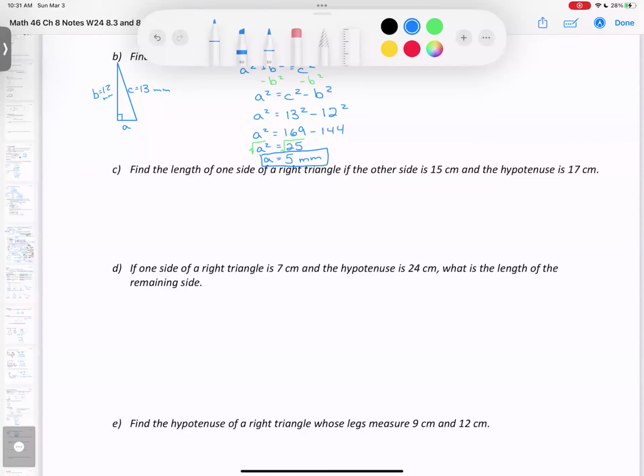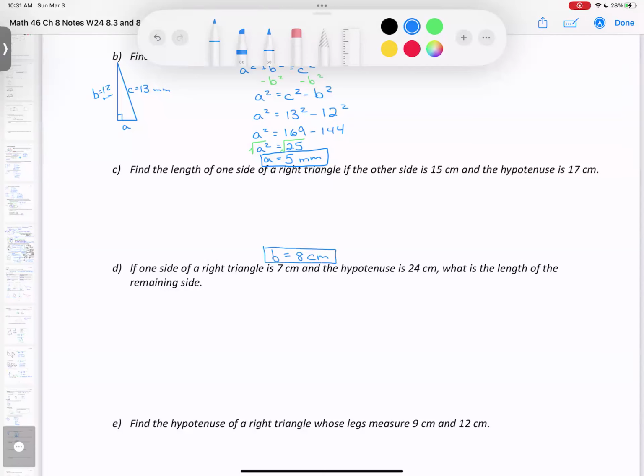All right. So for our last 4 questions, I would encourage you to try these on your own. I'm going to write the answers here so you can then pause the video and give them a shot and then come back. So for C, you should end up with 8 centimeters.